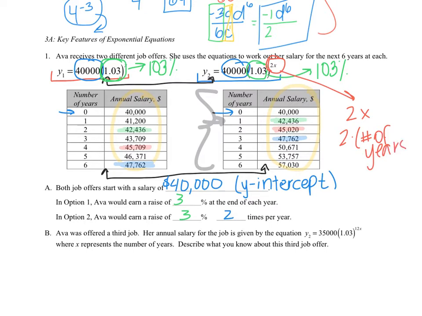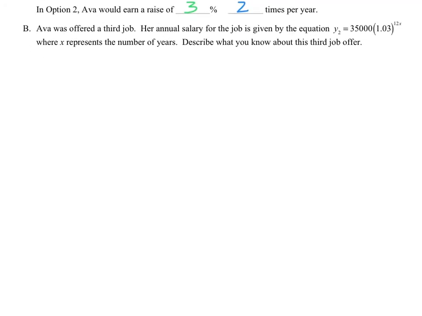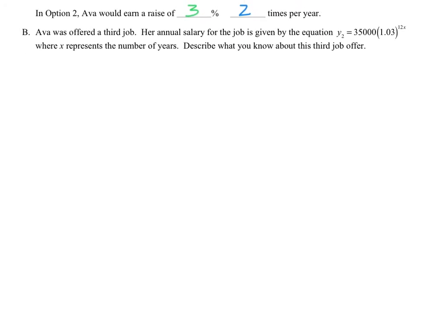So she's really getting it 2 times a year. Okay, so let's see what you can tell me about a third job. So Ava was offered a third job. Go Ava, 3 jobs. Her annual salary for the job is given by the equation y sub 2 is equal to 35,000 times 1.03 to the 12x, where x represents the number of years. Describe what you know about this third job offer.